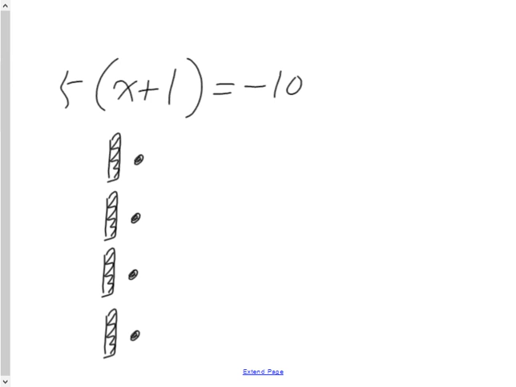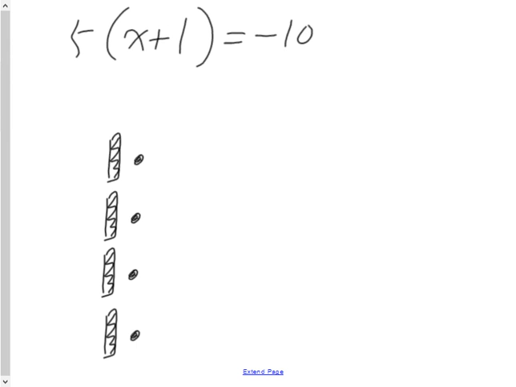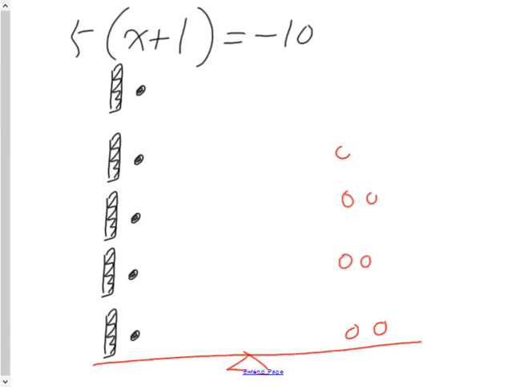I'm going to bring this up here for a second. There we go. 5 groups of x plus 1 equals negative 10. So everybody can probably see that that's 5 groups of x plus 1 equals negative 10.